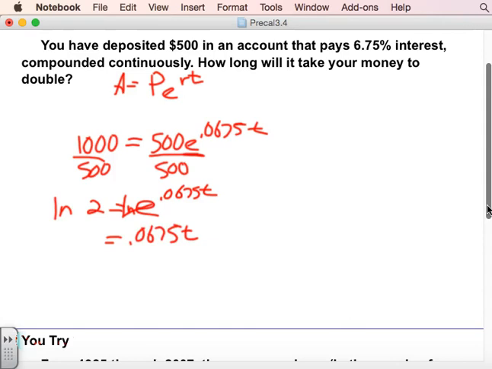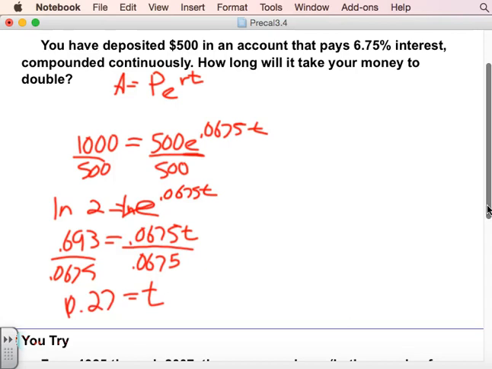And then over here I've got the natural log of 2, which is 0.693. Now I divide by 0.0675, and I get t is going to equal 10.27 roughly. So about 10.27 years, or 10 years, 3 months roughly, because 0.27 is a little bit over a fourth of a year, which is 3 months. So it's going to be about 10 years, 3 months to get my money to double.